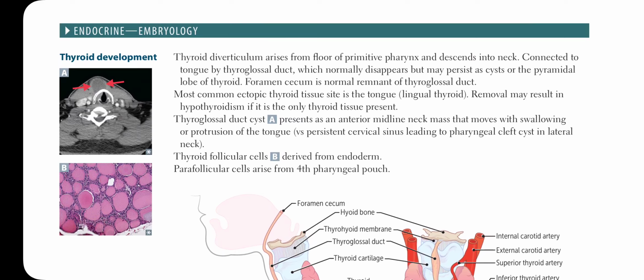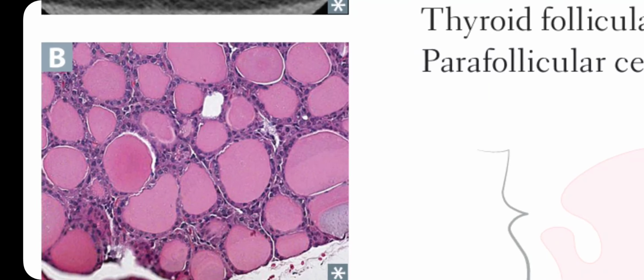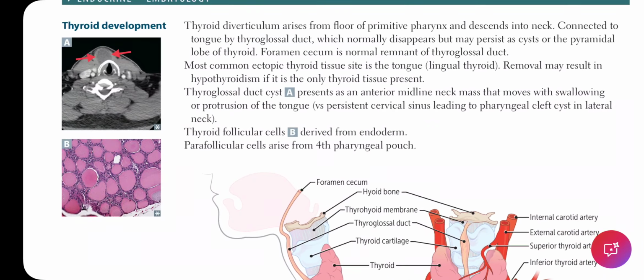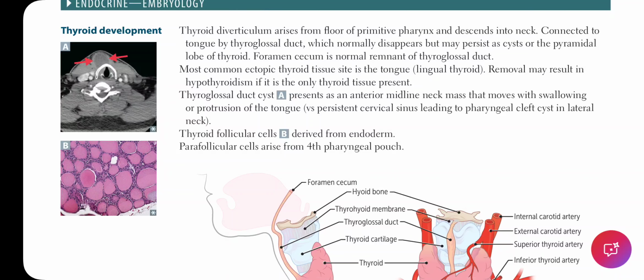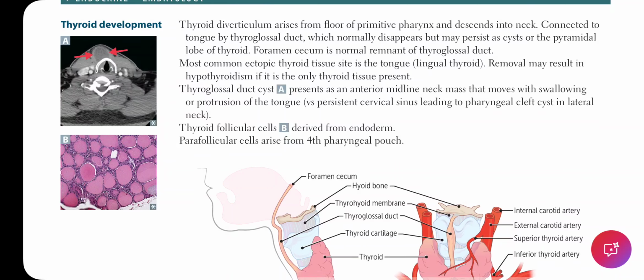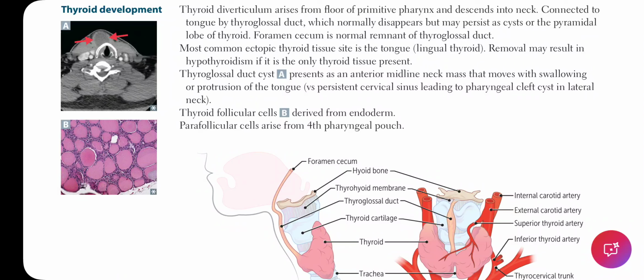Thyroid follicular cells, this is in picture B right here. Thyroid follicular cells are derived from the endoderm, and parafollicular cells arise from the fourth pharyngeal pouch. So thyroid follicular cells come from endoderm, and parafollicular cells arise from the fourth pharyngeal pouch.